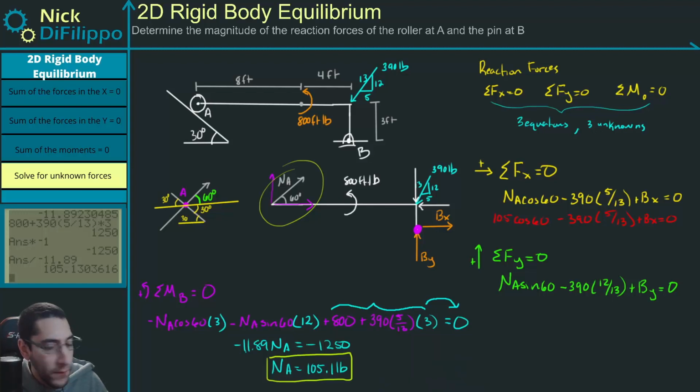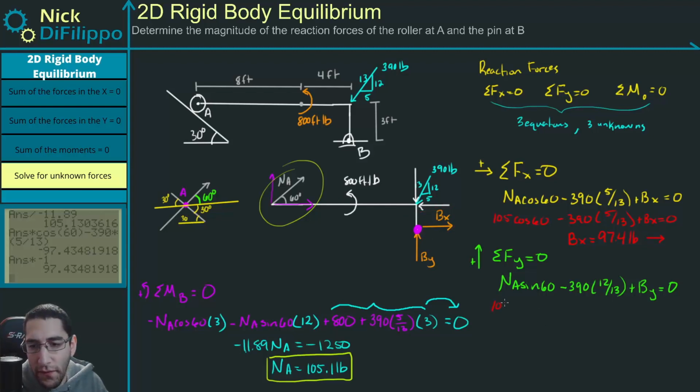So 105.1 times the cosine of 60 minus 390 times 5/13 times -1, because we have to bring it to the other side of the equation, and we get bx is equal to 97.4 pounds. It's positive, so we're correct in this assumption that bx is to the right. Finally, we're going to do that here.